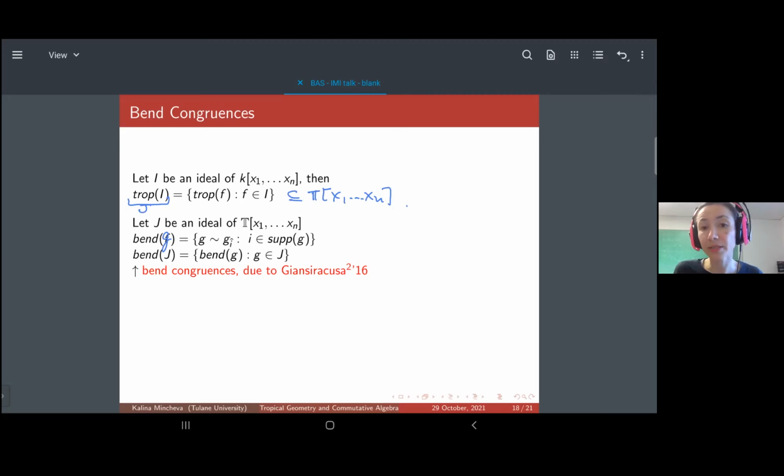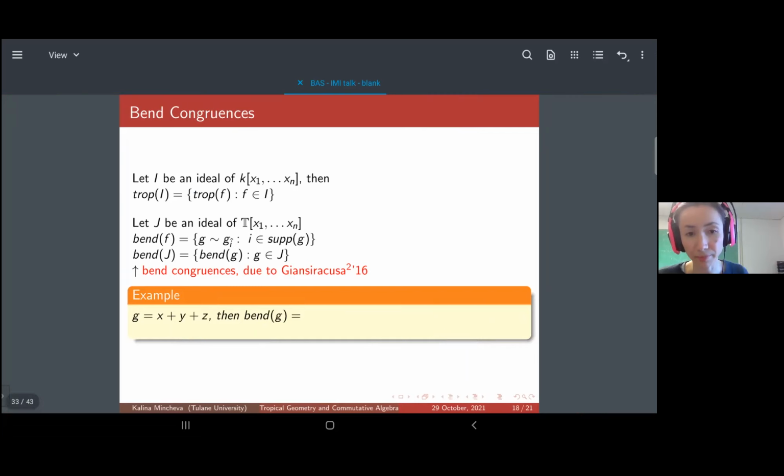These bend congruences were introduced by Jeffrey and Noah Giansiracusa in 2016 in their way to construct tropical schemes. So let me give you an example of what I mean by these. If I have G to be the polynomial x plus y plus z, the bend relation of G is the set: G congruent to x plus y, congruent to x plus z, congruent to y plus z. This is my bend relation, and I can always construct the bend congruence, which is to take the transitive closure of this.